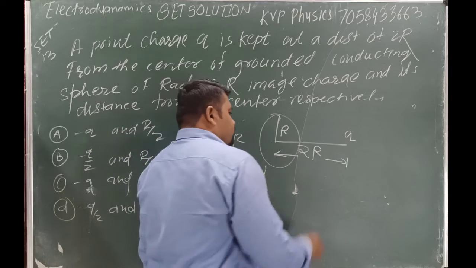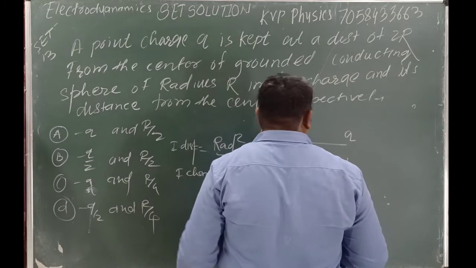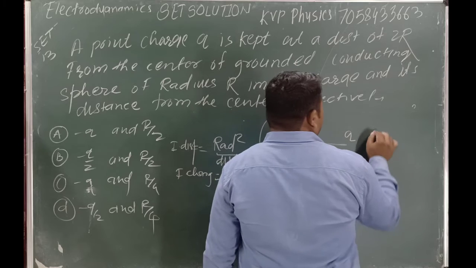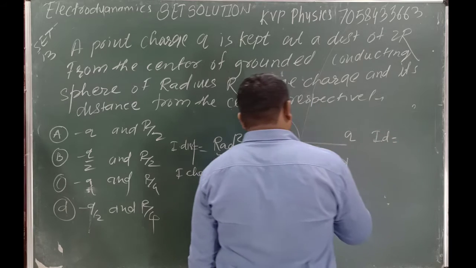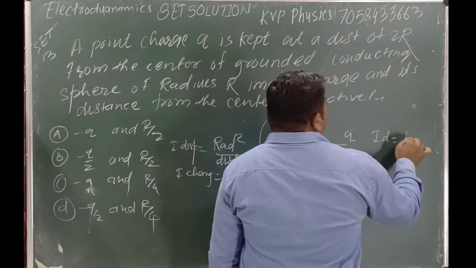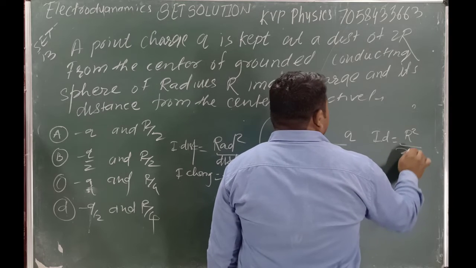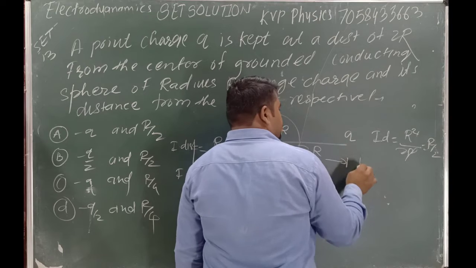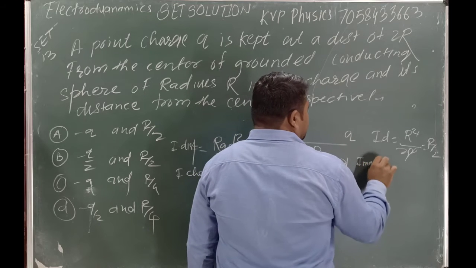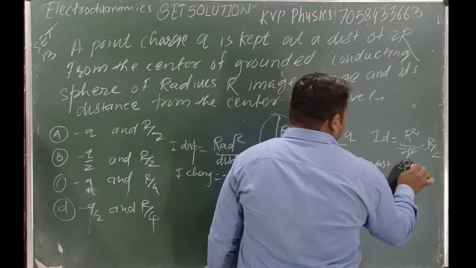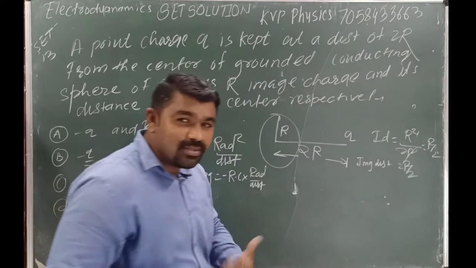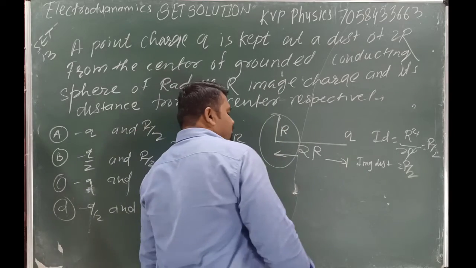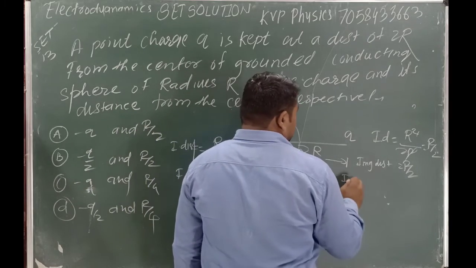See here. First, find out the image distance. Image distance is equal to radius r, means r square upon distance 2r. R gets cancelled, means r by 2. Means image distance is equal to how much? Image distance is equal to r by 2. Next, finding the image charge.